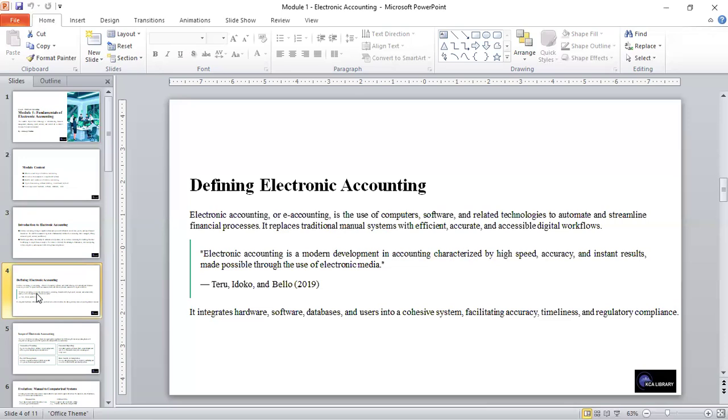And according to Teru, Itoku and Bello, 2019, they define electronic accounting to be a modern development in accounting characterized by high speed, accuracy, and instant results made possible through the use of electronic media. And this integrates hardware, software, database, and users into a cohesive system, which facilitates accuracy, timeliness, and regulatory compliance.